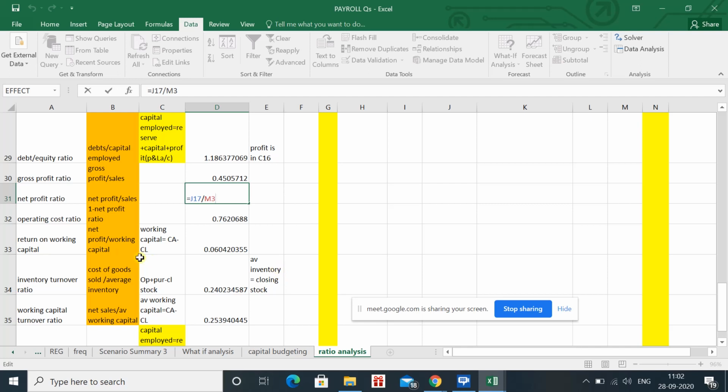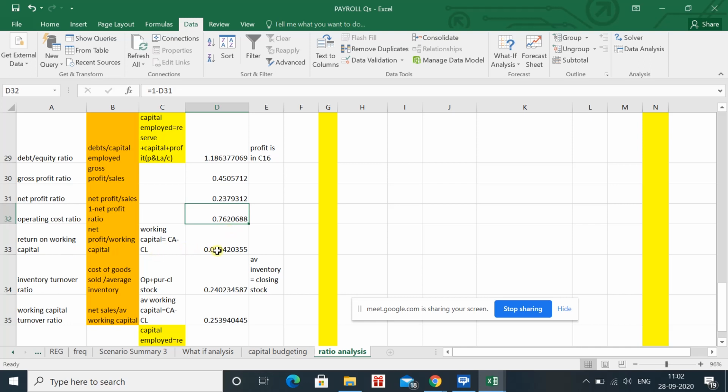Then we have the operating cost ratio formula, in which we can simply deduct the net profit ratio from 1. So you can see 1 minus D31. D31 is showing the net profit ratio. So 1 minus net profit ratio will be your operating cost ratio.